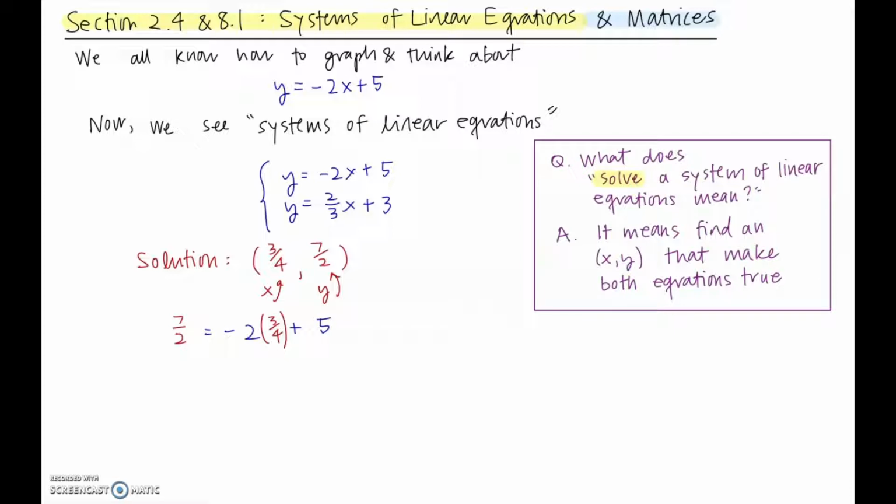So let's see, this on the right side would be -6/4. So -6/4 plus 5. And let's see, 5 is the same as 20/4. So this is -14/4, which is not -14/4, it's +14/4. +14/4 is 7/2. Yeah, 7/2 equals 7/2. So these x and y values definitely work for the first equation.